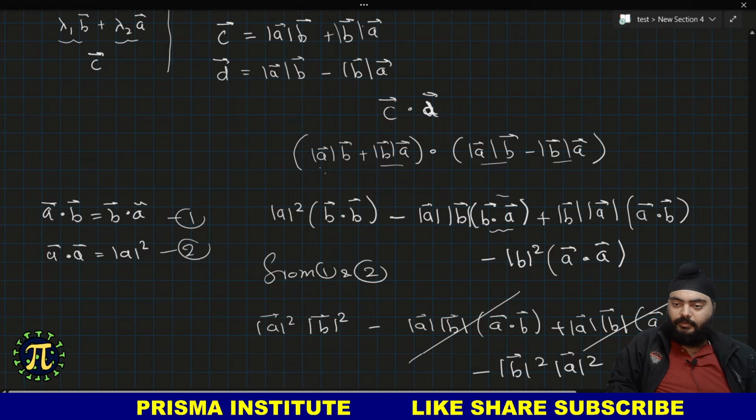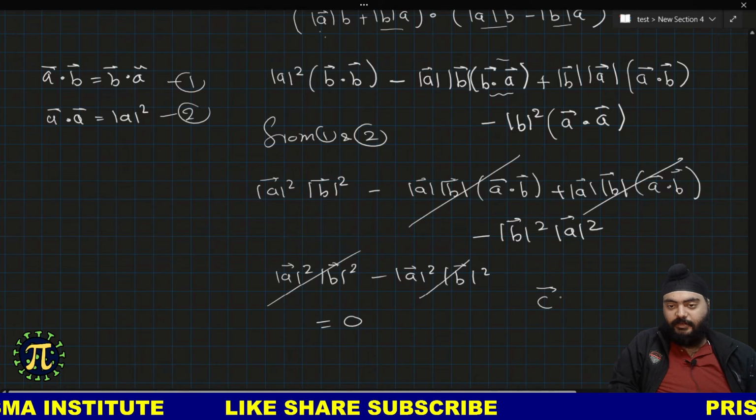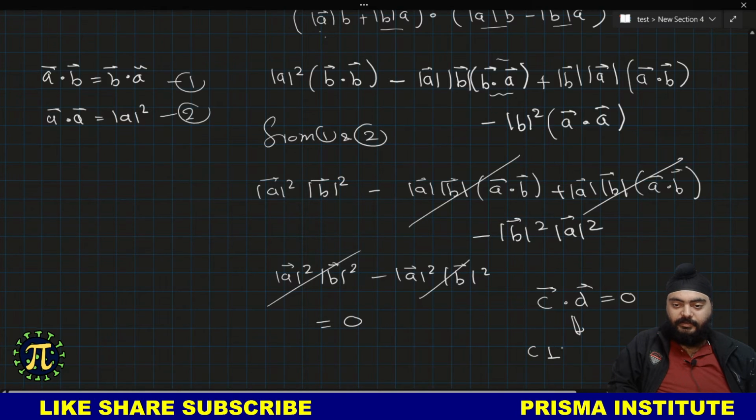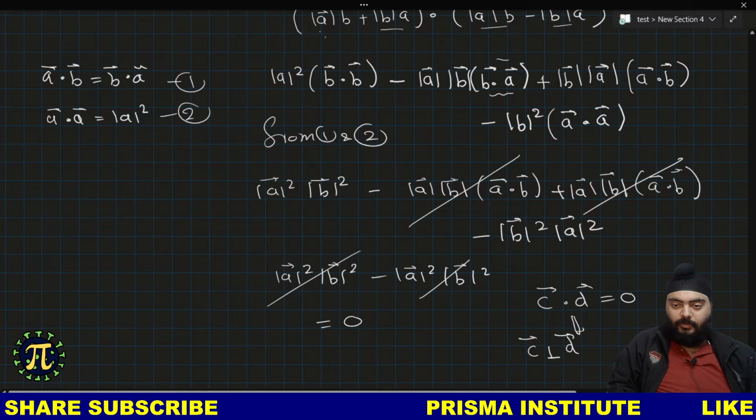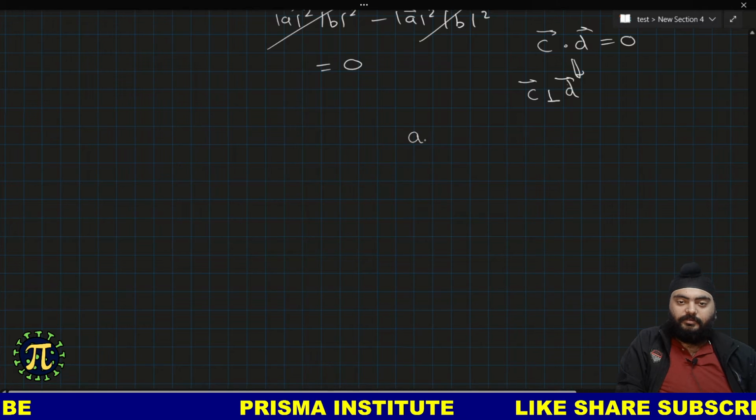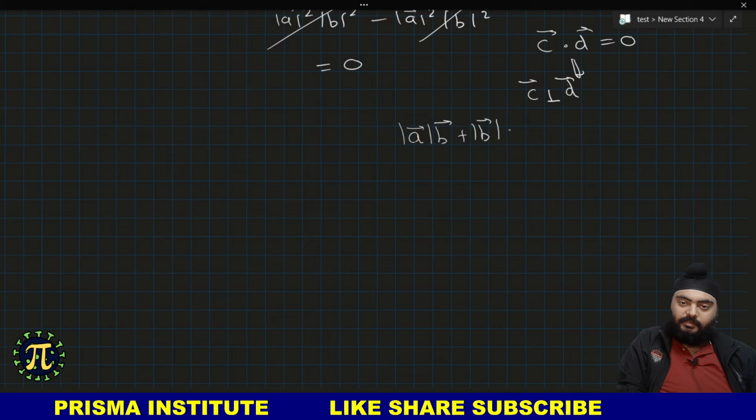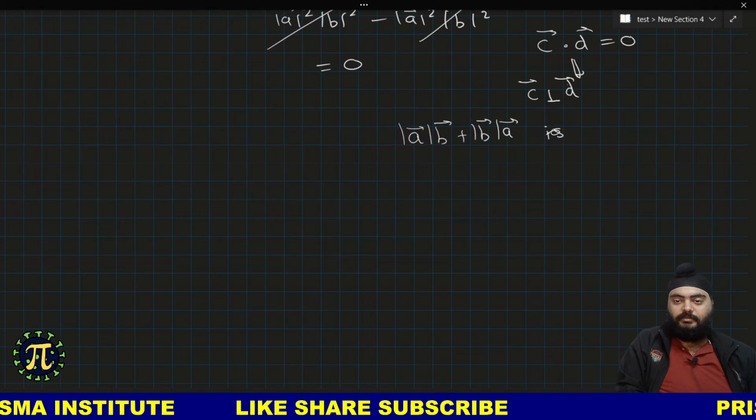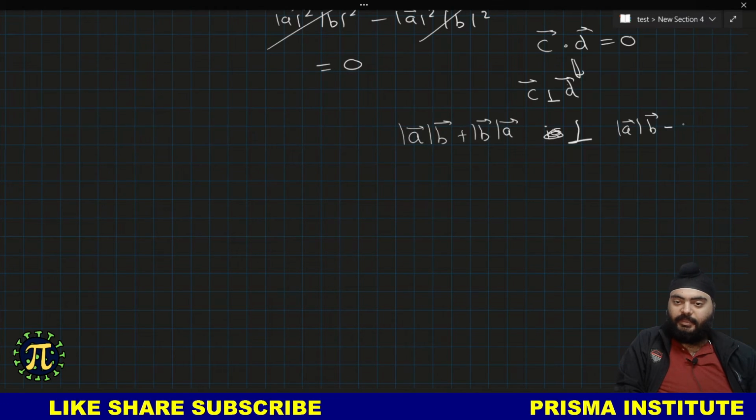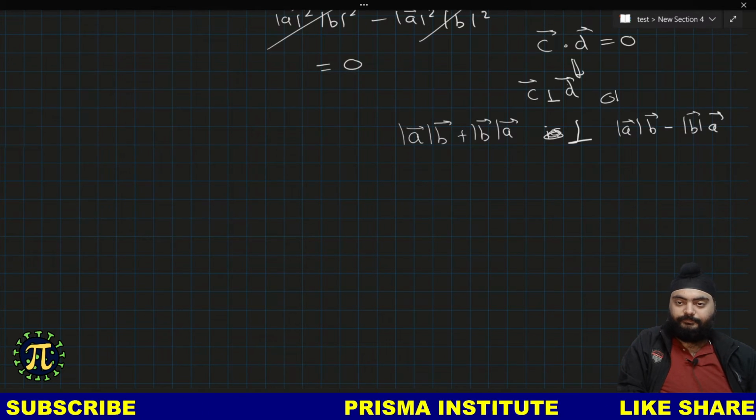Okay, so we find these two also cancel, result is 0. So we just found c vector dot d vector, which were these two vectors, is 0. So this implies c vector is perpendicular to d vector, right? Or basically the given two vectors in the question are perpendicular, right? So mod a b vector plus mod b a vector is perpendicular to mod a b vector minus mod b a vector, right? Okay, hence proved.